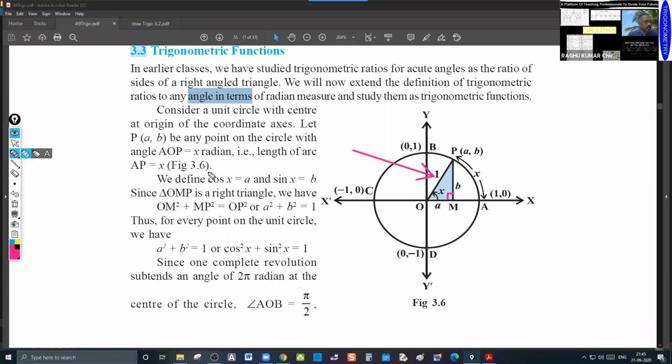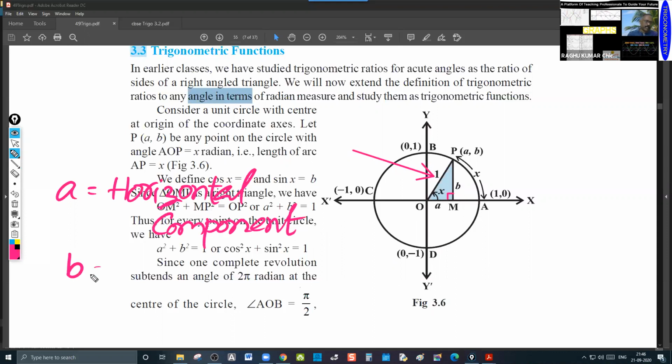So this A, in other words, is said to be the horizontal component. What does it mean by horizontal? Because it is lying on the x-axis. Whatever the lengths are lying parallel to the x-axis or on the x-axis are said to be horizontal components. So A is equal to horizontal component. This is an important thing to be noted. When you take A as horizontal component, obviously B is nothing but vertical component. How vertical? The line is parallel to the y-axis.